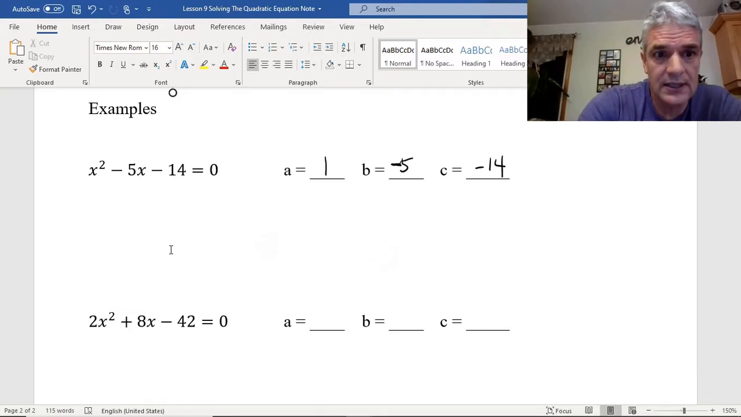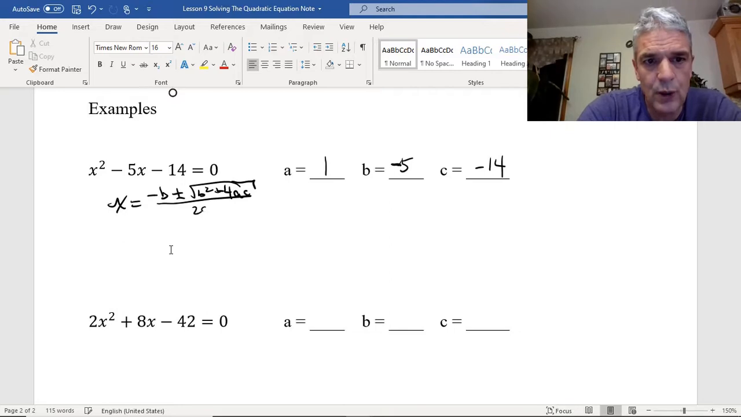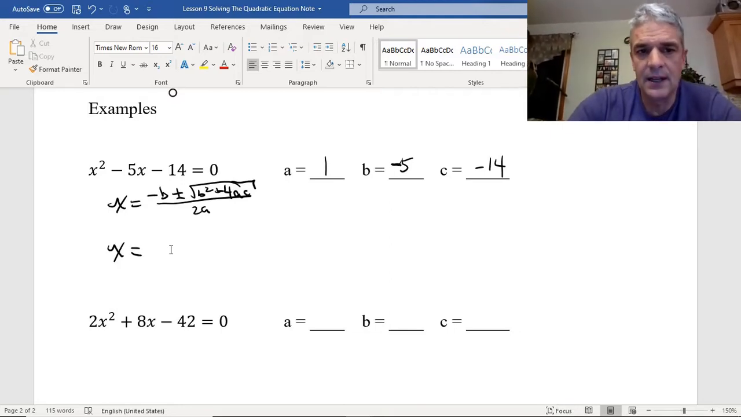So it's x equals minus b plus or minus the square root of b squared minus 4ac. Make sure you get your bar right over top, and then all over 2a. And now you're going to substitute in. I leave myself a ton of room here, but it's still doable. A is 1, so wherever there is an a, you're going to put a 1, B is going to be -5, C is going to be -14, and away you go.